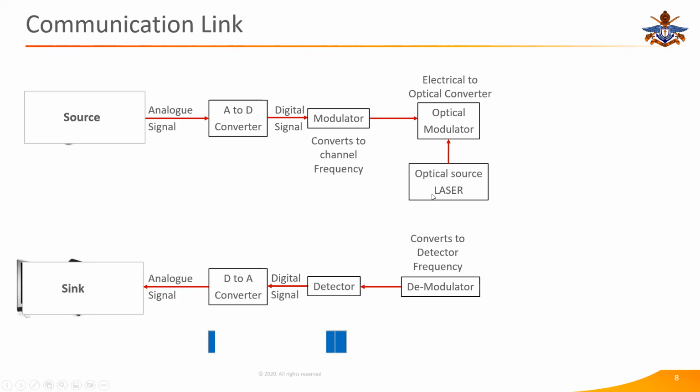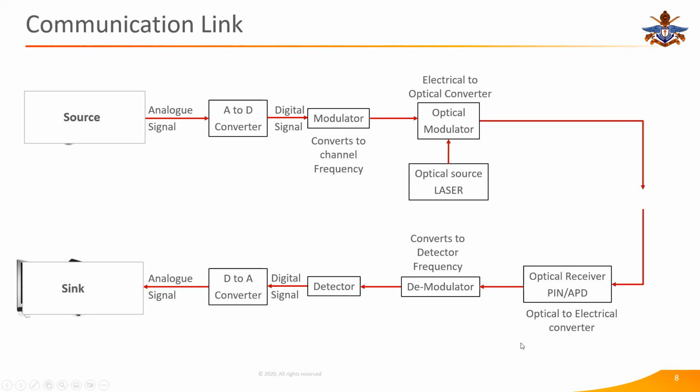In order to do that, we need a light source, and you need to switch on and off the light source according to the digital signals that come. And on the other side, we need to detect the light pulses that come in, and convert that back to electrical pulses, so that then you can do the A to D conversion and hear the information in your speaker, the computer, whatsoever.